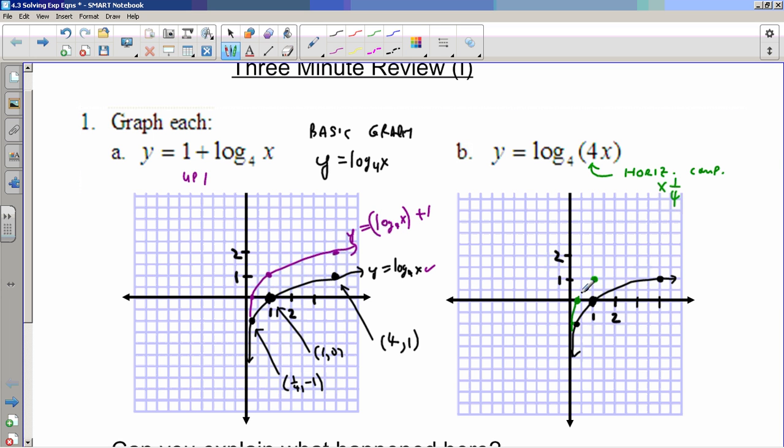I wish I had more graph to show here, but what would happen here? The next point out here would be the next power of 4. This would be 16, out 16 and up to 2, squished back, not 16, but 4, 2. It would actually be right there, wouldn't it? This point's not on my black graph there, but if I think about it now, look what's happened here. You see? These are the same graphs.